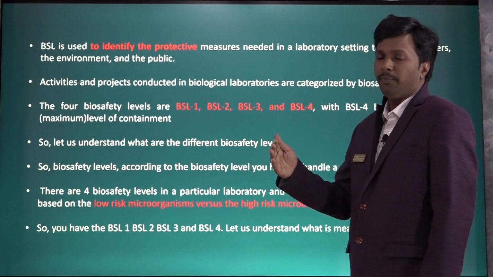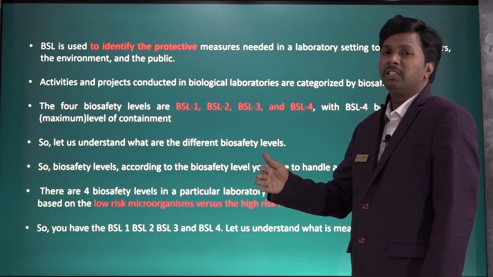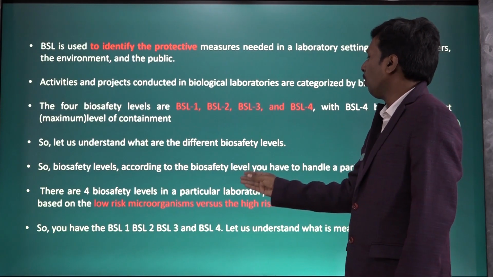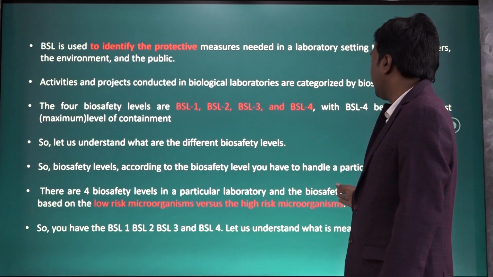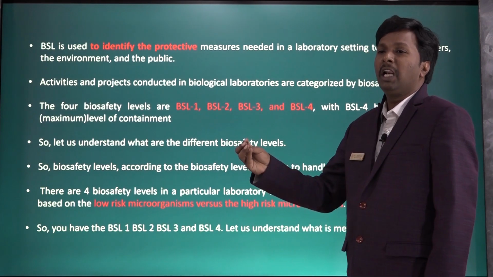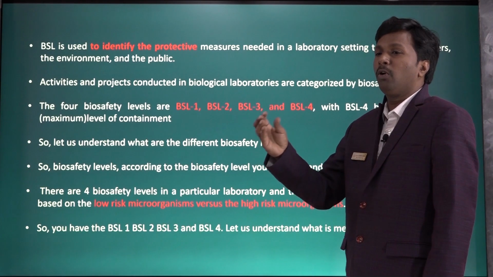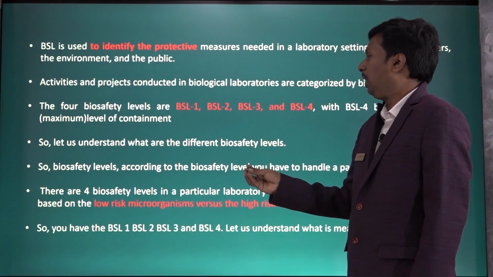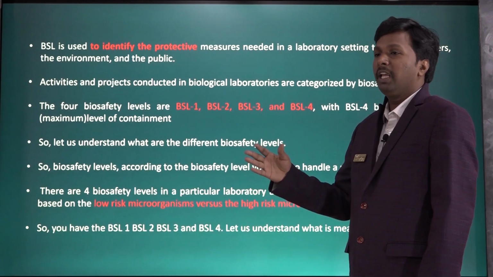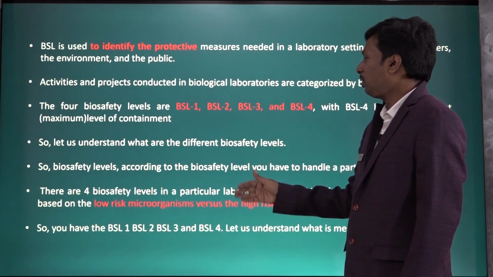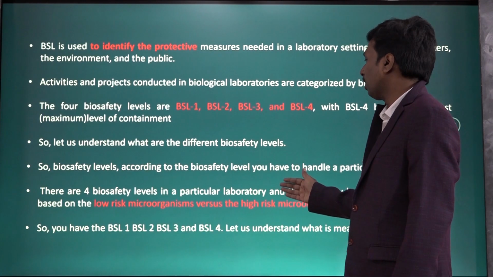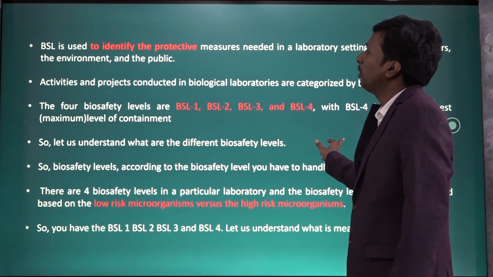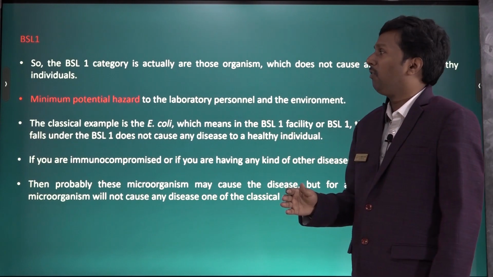So these 4 types of biosafety levels are classified based on low risk microorganisms versus high risk microorganisms. As I said earlier, BSL 1 is the low risk microorganism and the highest one is BSL 4. These biosafety levels 1 to 4 are classified from the lowest risk to the highest risk microorganism. So now we are going to discuss biosafety level 1.